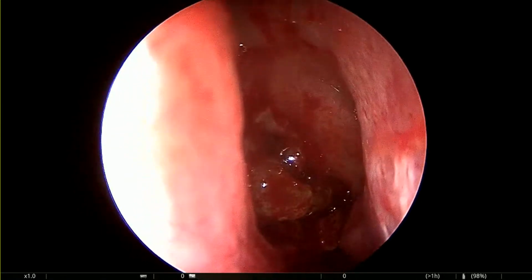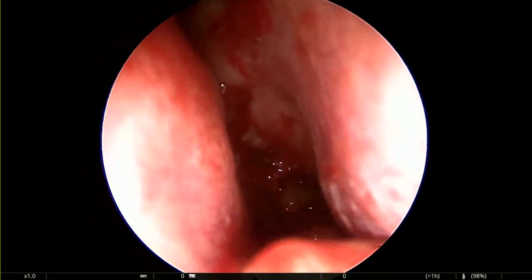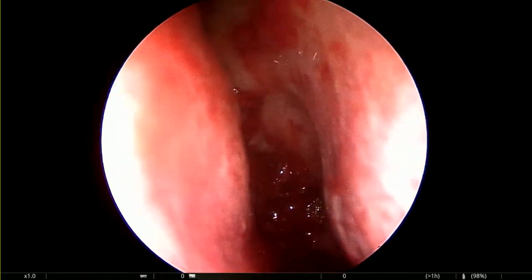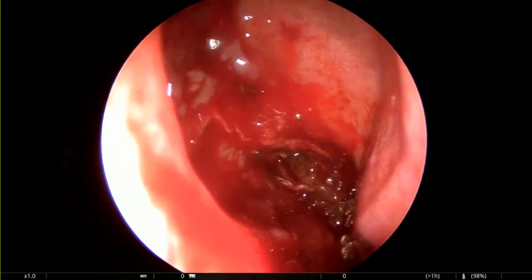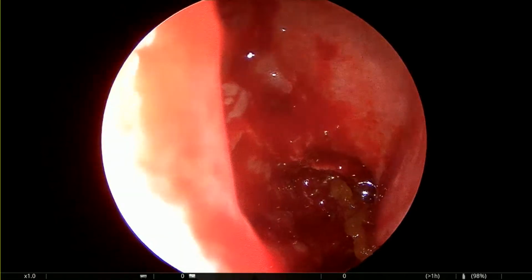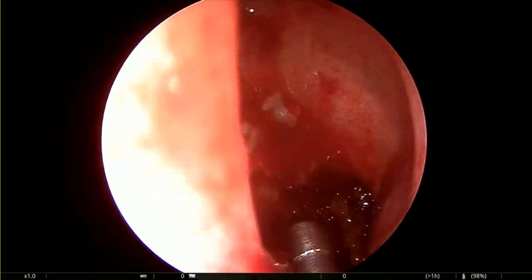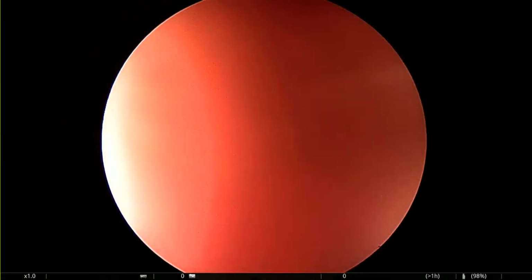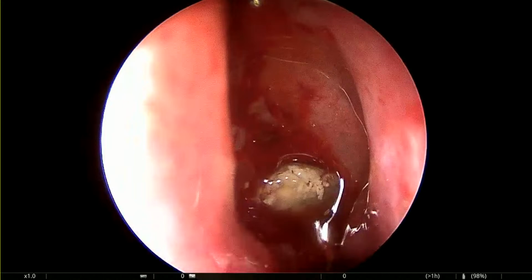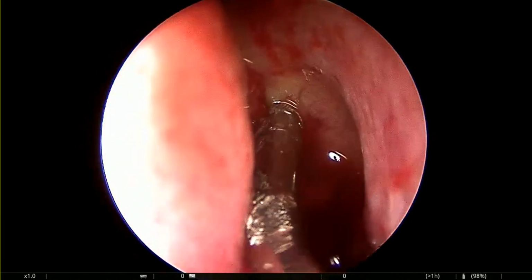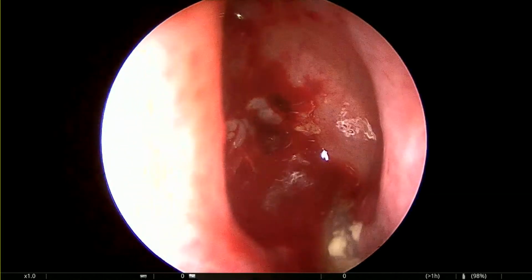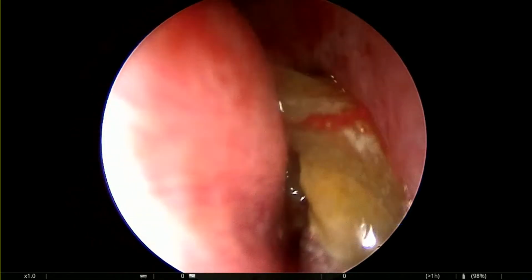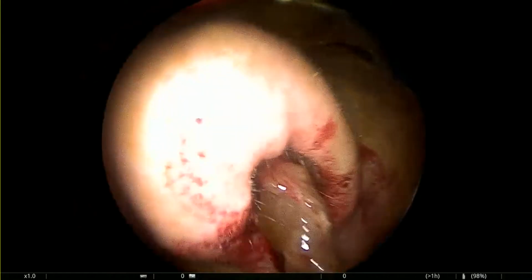Ouais. Ok. Allez. Lavage. So the job is to wash behind this material. Look. Look at this. Berk.